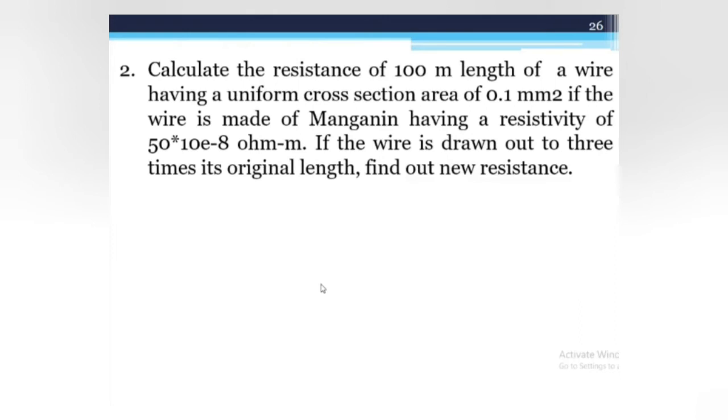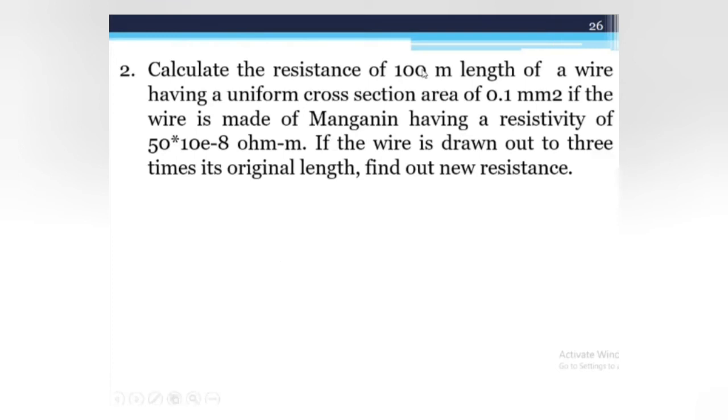Second example. Calculate the resistance of a 100-meter length of a wire having a uniform cross-sectional area of 0.1 mm square, if the wire is made of manganin having a resistivity of 50 into 10 to the minus 8 ohm meter. If the wire is drawn out to 3 times its original length, find the new resistance. Initially the length, area and resistivity are given, so by using that we can first calculate the resistance of the material. And the same way, by using R equal to rho L by A, we can find the new value of resistance after increasing the length by 3 times.